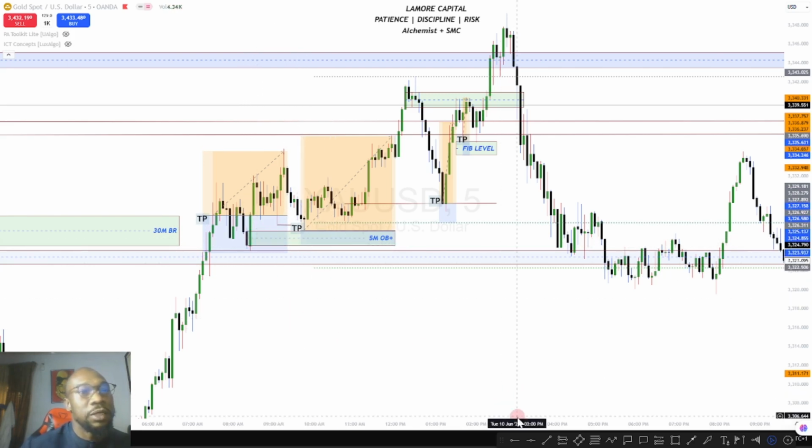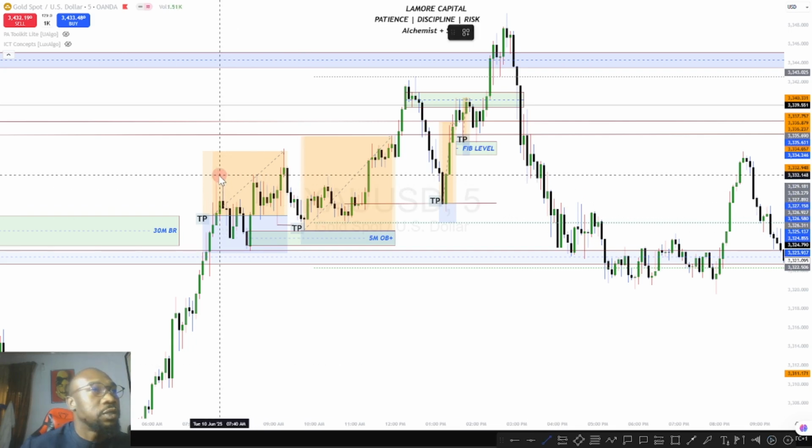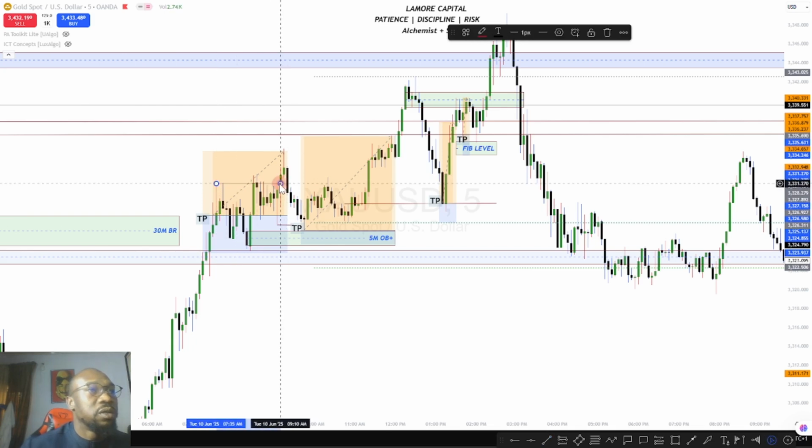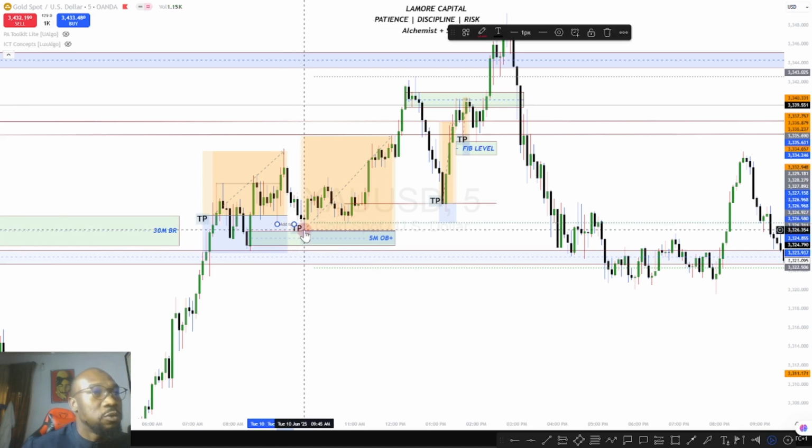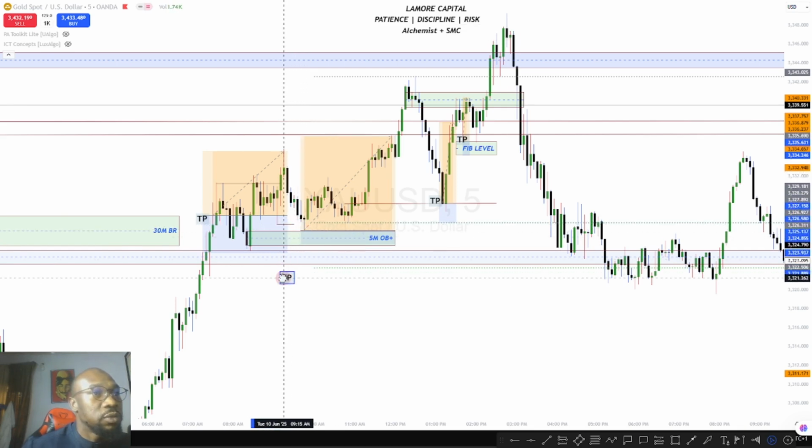No, let's do it like this. My first confluence was my break of structure. Can you see it here? I have a break of structure here. My second confluence was my order block. My third confluence was this particular liquidity here. Can you see the liquidity? Very visible. This particular liquidity here is very visible. Let's take this out. This particular liquidity here.